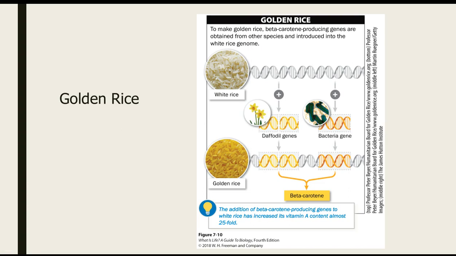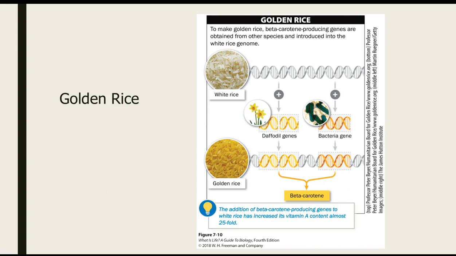So the first example that we're going to step through is that of golden rice. Golden rice is named golden because it is this very beautiful yellow rice, a golden yellow. And the reason that golden rice was invented is because about 10% of the world's population actually suffers from vitamin A deficiency. And if you don't get enough vitamin A, you can go blind. About 250,000 children every year basically go blind because they don't have enough vitamin A.